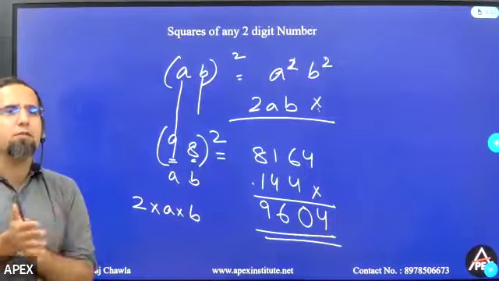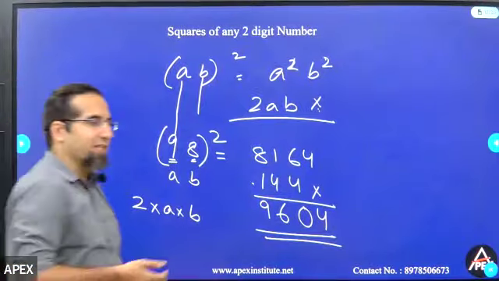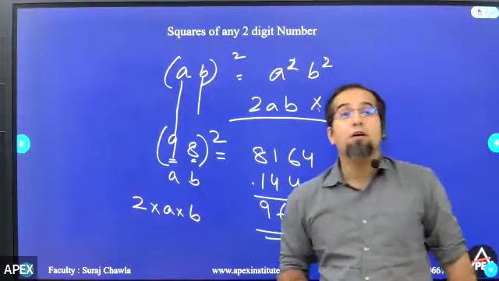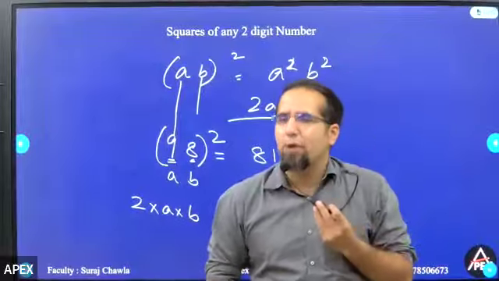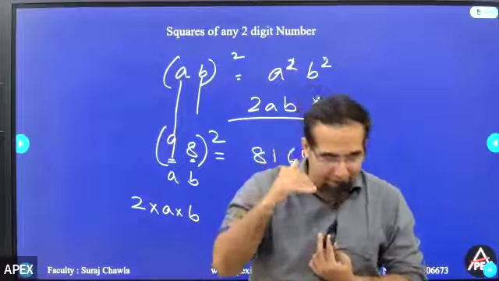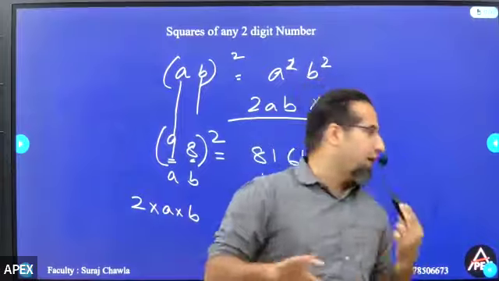Small homework for the next 15 minutes. Guess what's the next work? Write all the squares, 26 to 99. Quick. Practice this process. 26 square, 27 square, 28 square, 29 square. Take 15 minutes. No problem. I'm not in a hurry.